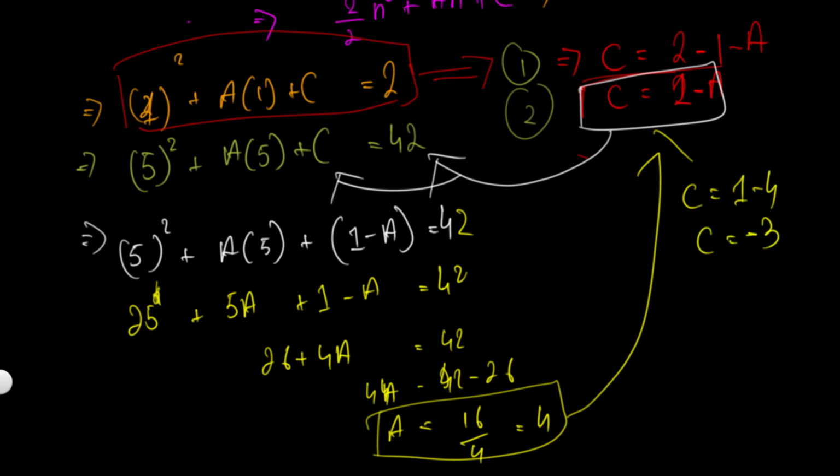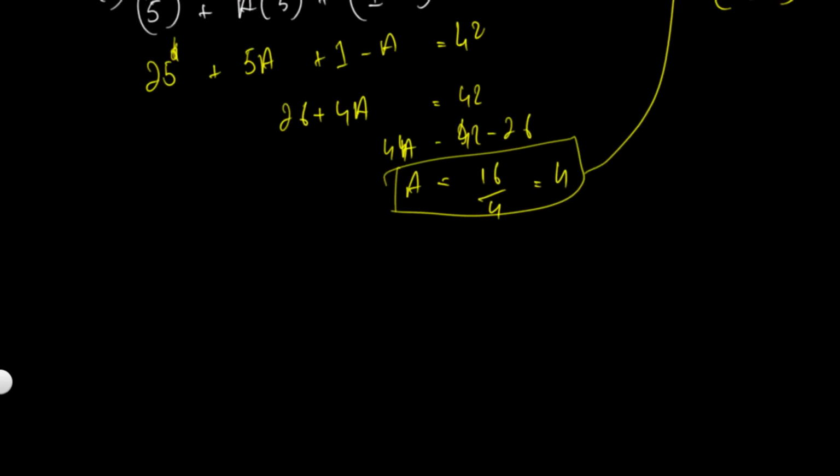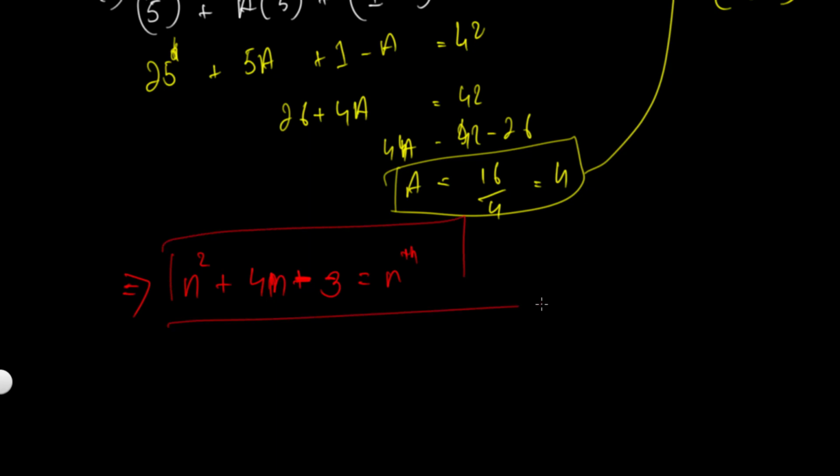So our nth term formula for this quadratic sequence is n square plus a, which is 4, an, plus c, the value for c is minus 3, so plus minus 3, is equal to your nth term formula. Now that is your answer right there.